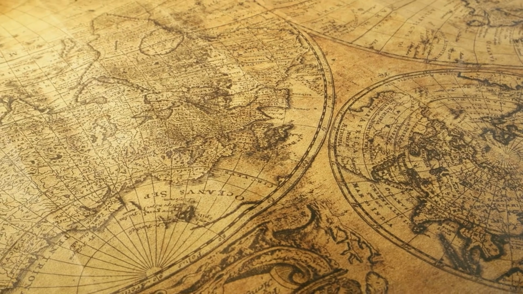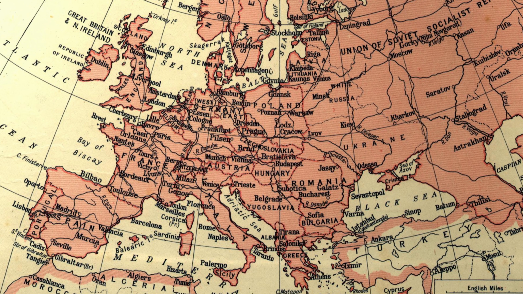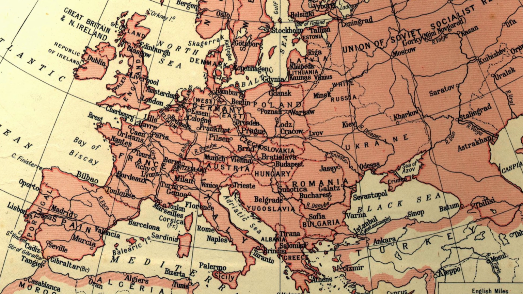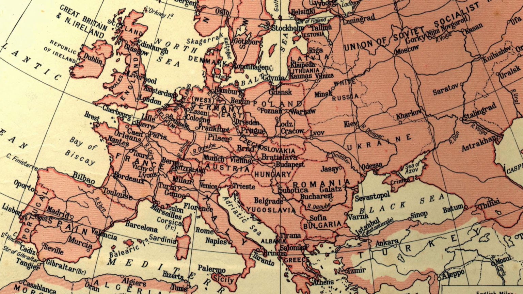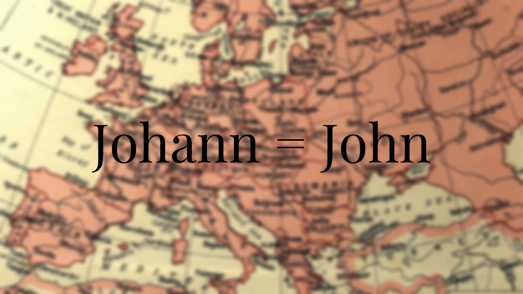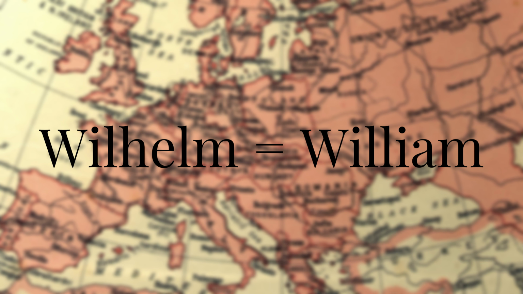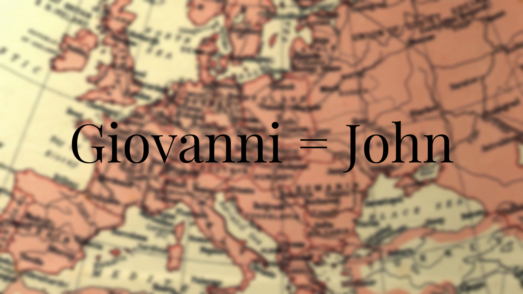Language and cultural differences can also play a big role, especially if your ancestors came from Europe. Names were often translated into English or adapted to fit a new culture. For example, Johann might become John, Wilhelm might become William, and Giovanni might become John.